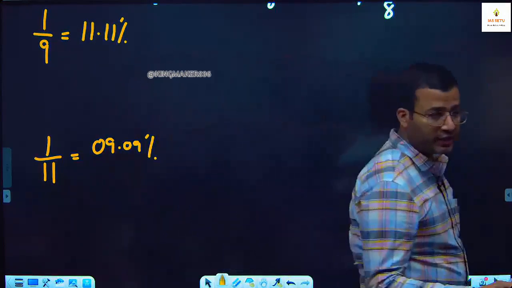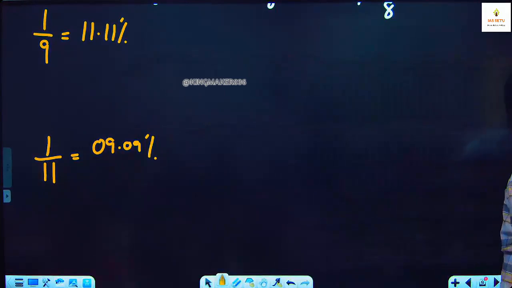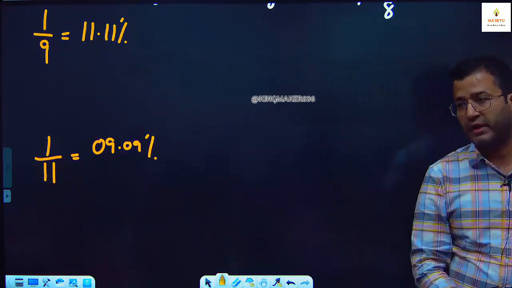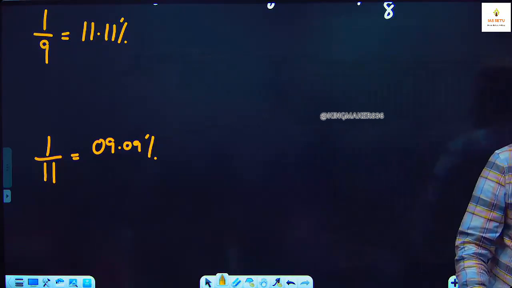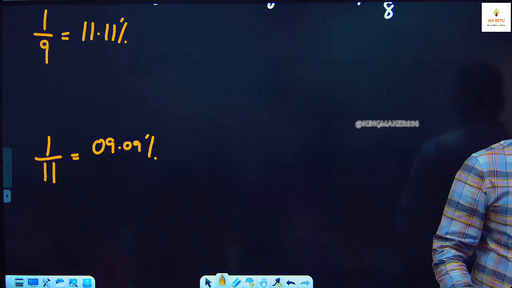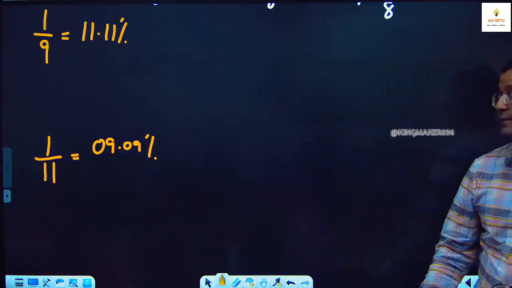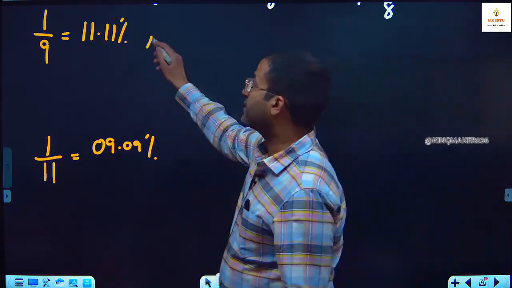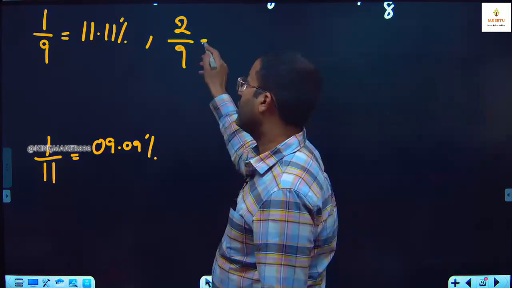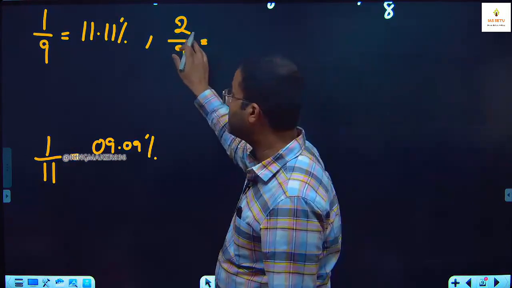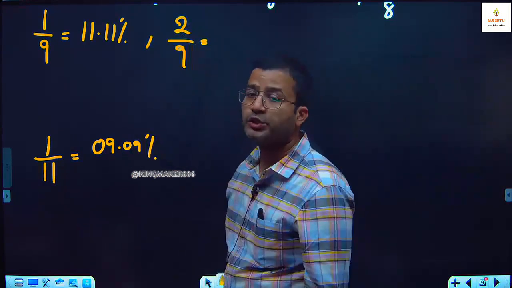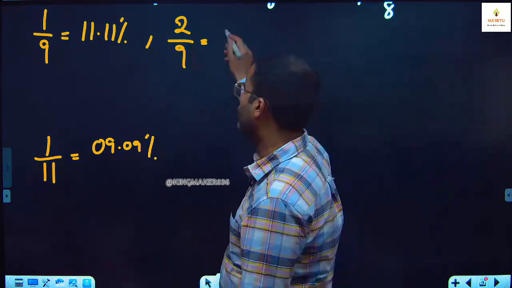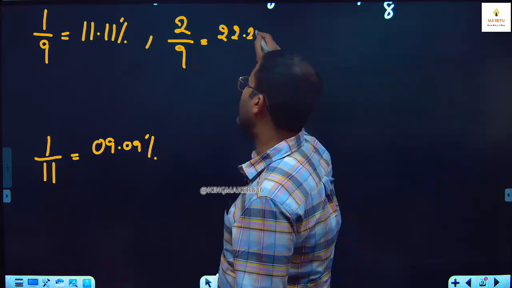When the denominator is 9, the percentage is a multiple of 11. When the denominator is 11, the percentage is a multiple of 9. 1 by 9 is 11.11%. 1 by 11, 09.09%. Now next here is 2 by 9. It will be 2 multiples of 11. What is 2 multiples of 11? 22. So it is 22.22%.